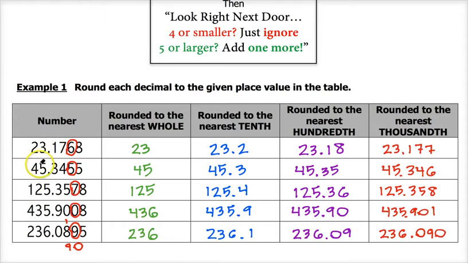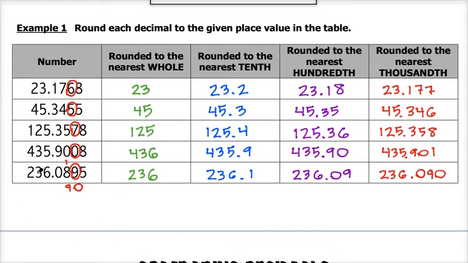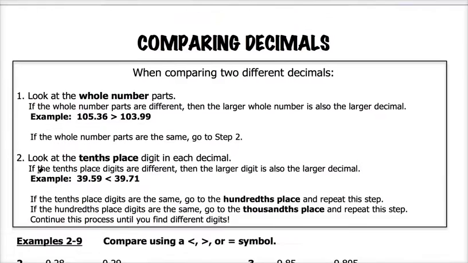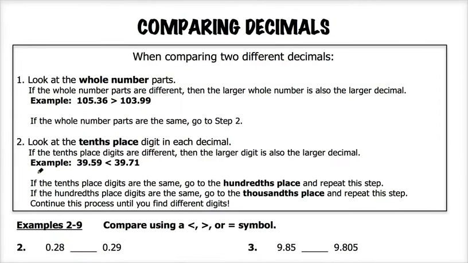Okay, so that's a brief review, hopefully, of rounding for you. Now we're going to go to the next slide and talk about how to compare decimals. So when we're comparing two different decimals, we always start with looking at the whole number parts. If the whole number parts are different, then the larger decimal is just the one that has the larger whole number. So for example, 105.36 is larger, this is a greater than sign here, than 103.99 because 105 is greater than 103.